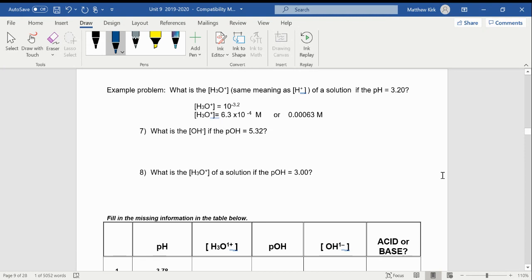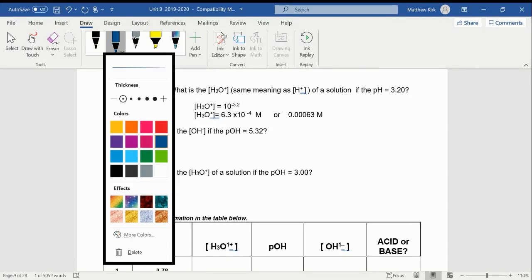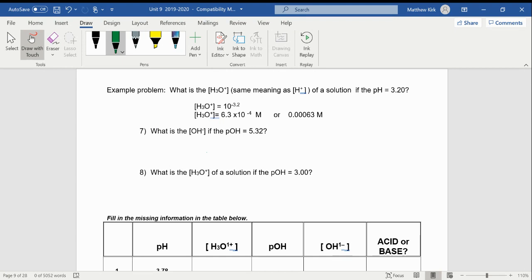So number 7 on page 8 asks us, what is the pH? Sorry, not what is the pH. I can't read today. It asks, what is the hydroxide ion concentration if our pOH is 5.32? Okay, so we know that in order to find our concentration of the hydroxide ion, it's just 10 raised to the negative pOH. In this problem, we're given the pOH, so all we have to do is plug in 10 to the negative 5.32. That's what we'd want to put into our calculator.